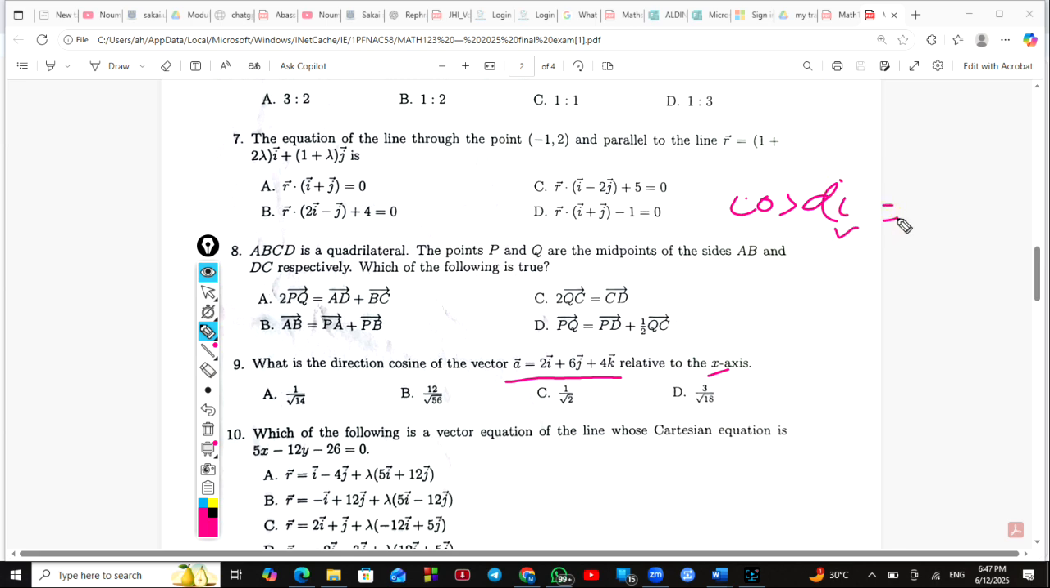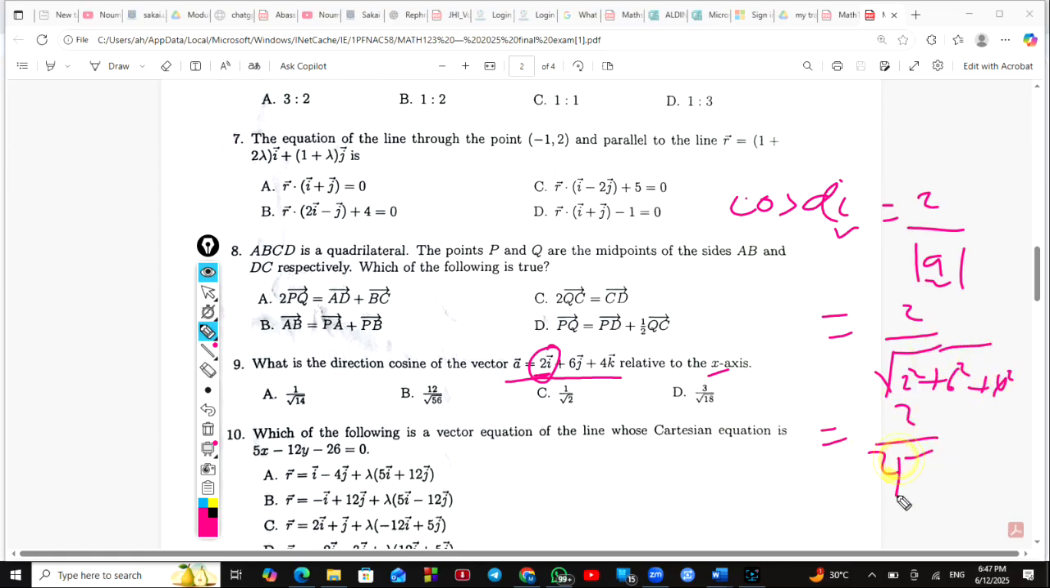It should be the coefficient of i, which is 2, over the magnitude of A. So we have 2 over the magnitude of A, which is the square root of 2 squared plus 6 squared plus 4 squared. This is equal to 2 over 2 root 14, which is 1 over root 14. So for question 9, the answer is A.